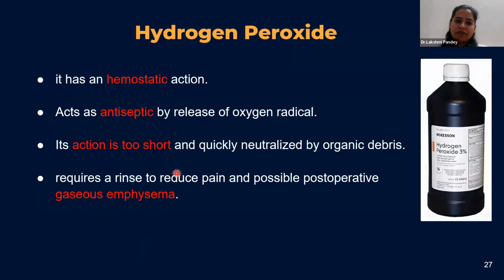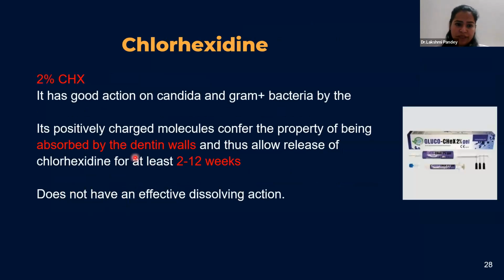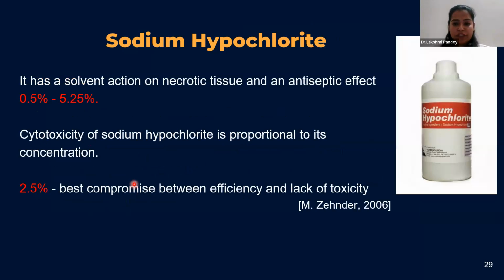Next, hydrogen peroxide: it has a hemostatic action and acts as an antiseptic. Its action is too short and it quickly gets neutralized, so the harm is also not present. The problem is, if rinsed to reduce pain, a possible post-operative problem is gaseous emphysema. Chlorhexidine 2% has good action, is absorbed by the dentinal walls, and the action is released over time, the substantivity property of chlorhexidine. Then sodium hypochlorite, 0.5 to 5.25%, but mostly 2.5% is compatible for us, the best compromise between efficacy and lack of toxicity.